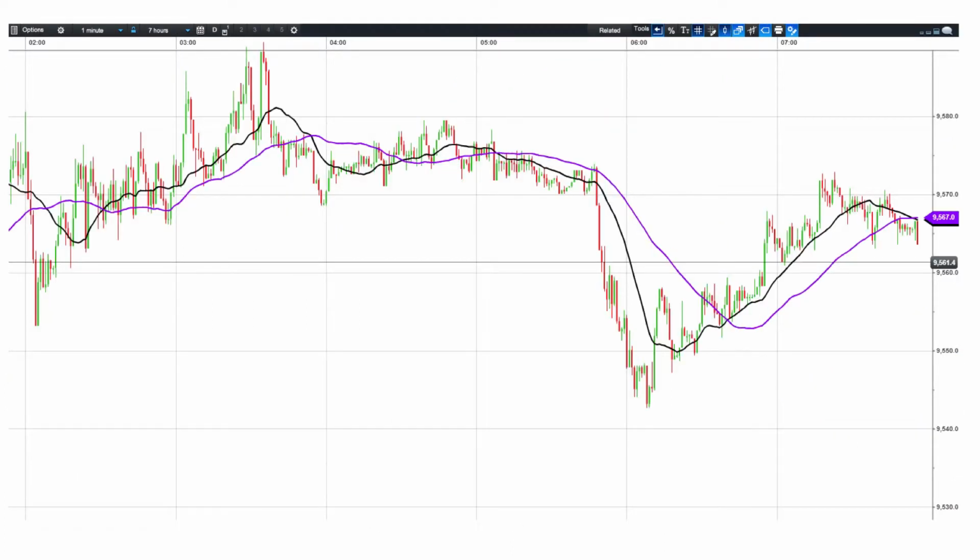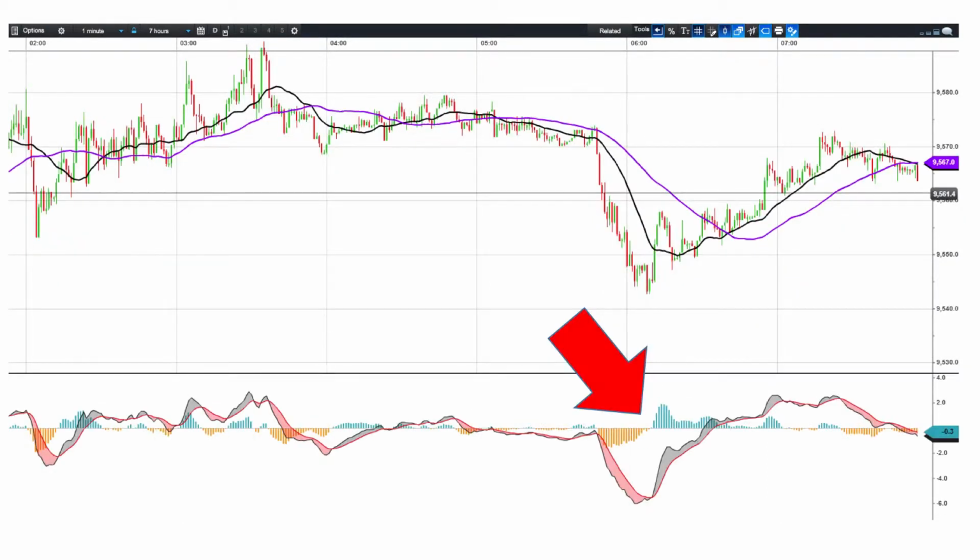However, to also confirm that the trend is changing direction, you can apply an indicator. When a MACD is applied, we can see that the price and now the indicator have diverged. This divergence is another confirmation that the trend is about to reverse.